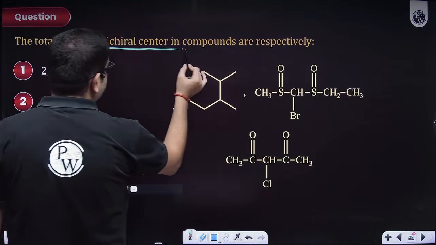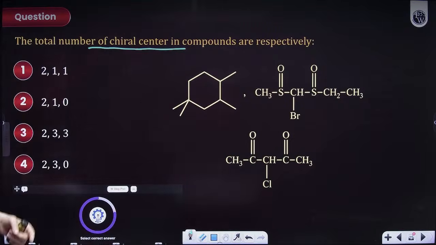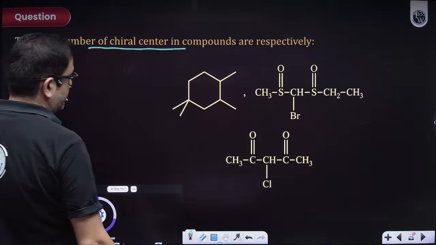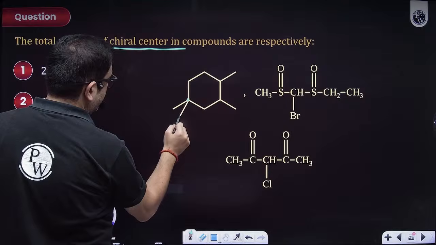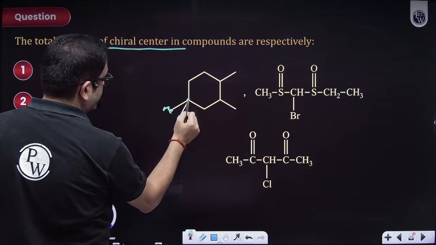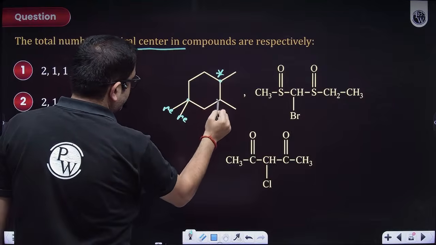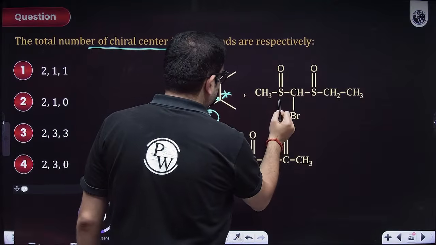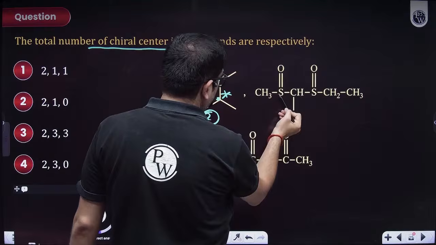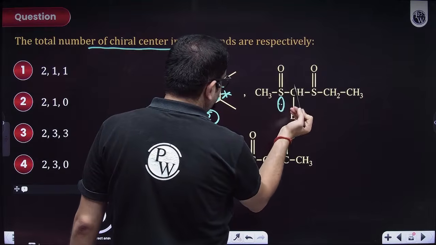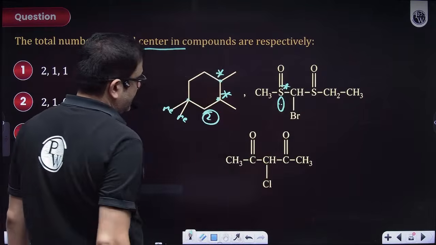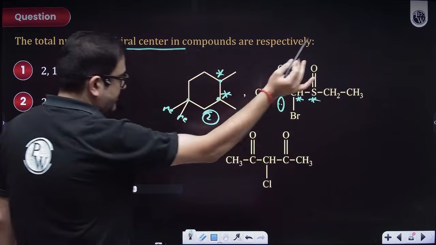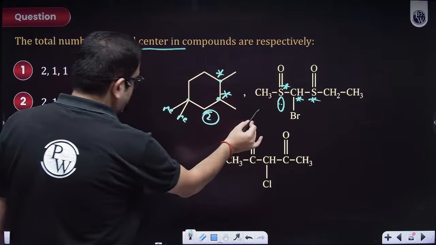Total number of chiral centers. Same thing. This is the first one. Sir, this carbon has both methyl groups, so gone. This is obviously chiral. This has 2. Sir, yes, double bond, and this one will be a lone pair, so yes, chiral. This is definitely a chiral carbon. The rest are CH2. So this has 3.